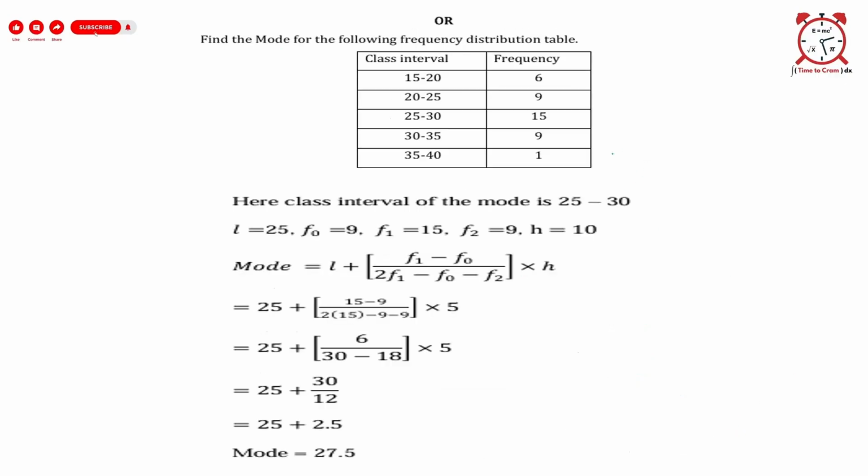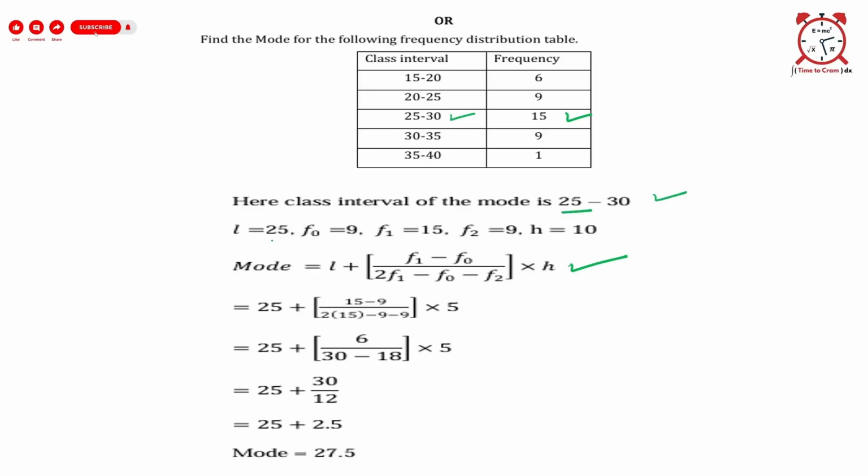Next question has an internal option. Here we have to find the mode. We know this is the formula of the mode: Mode equals L plus, in the bracket, f1 minus f0 divided by 2 f1 minus f0 minus f2, complete bracket multiplied by h. First of all we have to consider the modal class. How will we consider the modal class? By the highest frequency. Highest frequency is 15, so its class is considered as the modal class here.